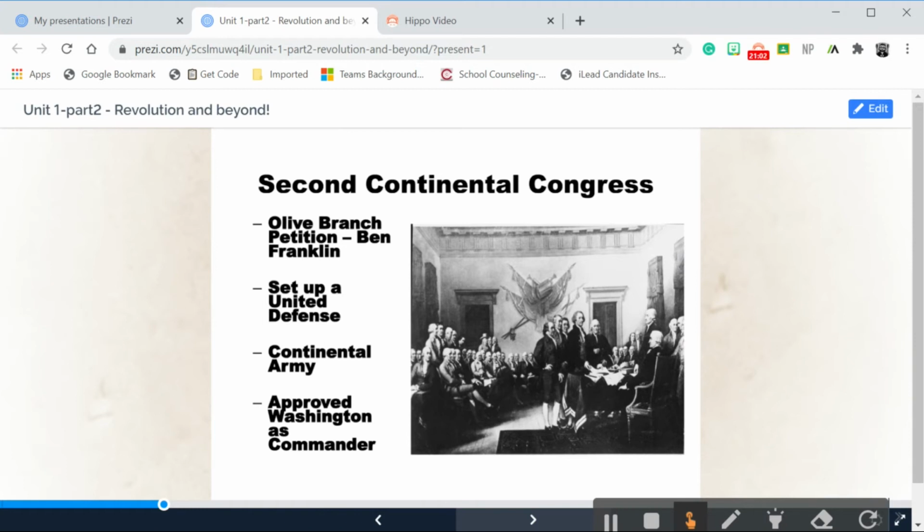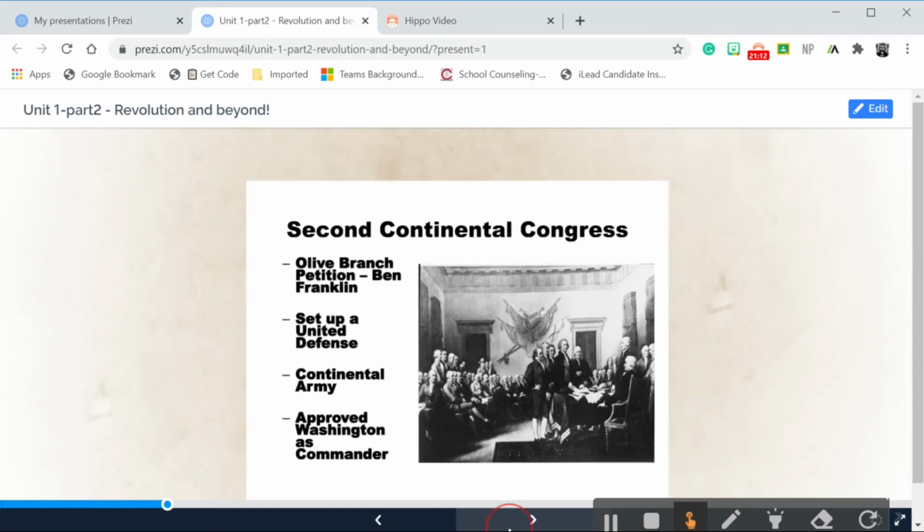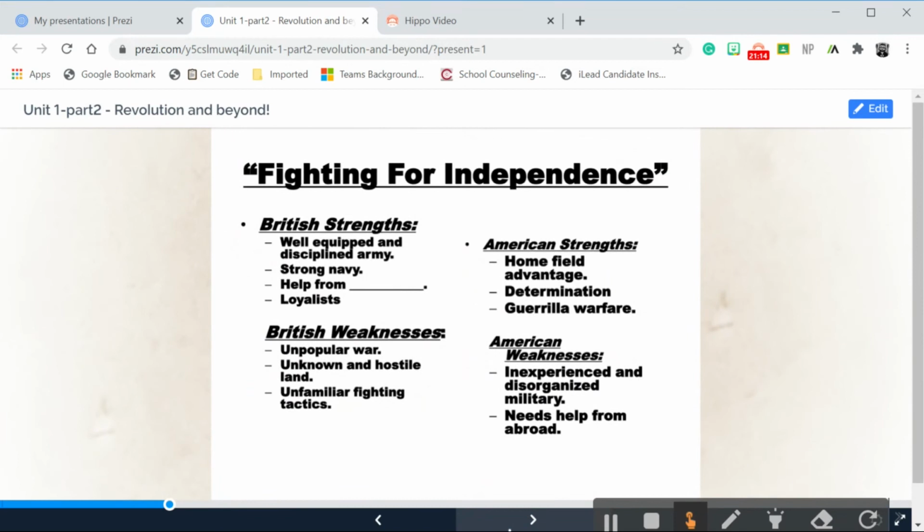So you have now the Second Continental Congress, the Olive Branch Petition done by Ben Franklin, which set up the United Defense, the Continental Army, and approved Washington, this is George Washington, as commander-in-chief of the military. All right, so fighting for independence, this gives you some British strengths, some American strengths, some British weaknesses, and also American weaknesses. Go ahead and take a second and look at that.